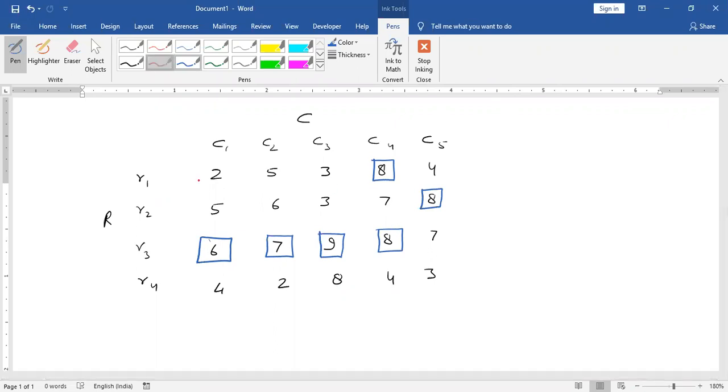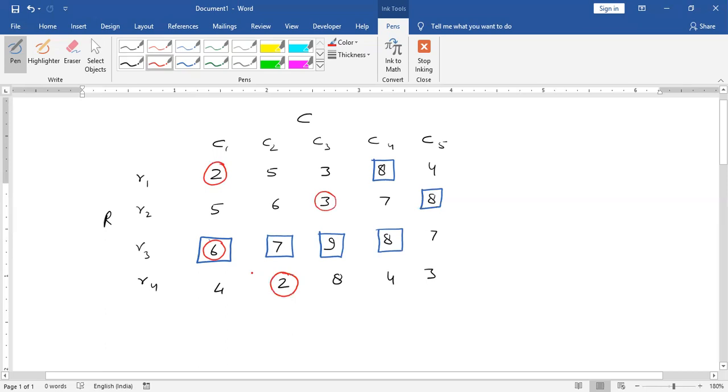And row wise, we will find the minimum value. In the first row, the minimum value is 2. In the second row, the minimum value is 3. In the third row, the minimum value is 6. In the fourth row, the minimum value is 2. I told you yesterday, if a square and circle come together, that is known as the saddle point, right? And the value at the saddle point is known as the value of game.